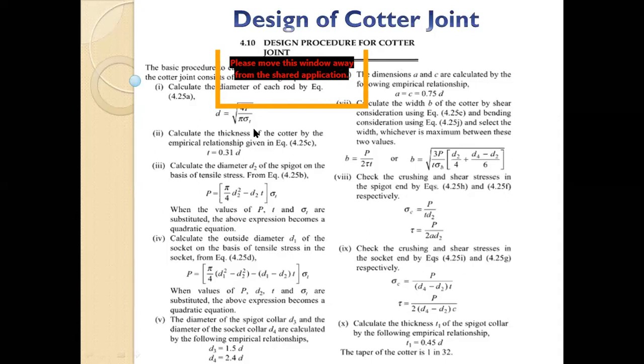First d2. Now we have this formula for the spigot using the tensile failure. We have seen it. How will the spigot fail?